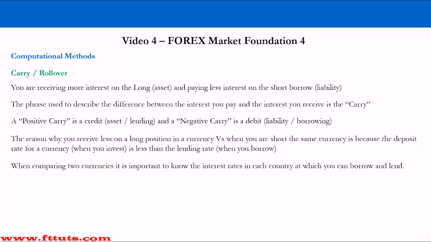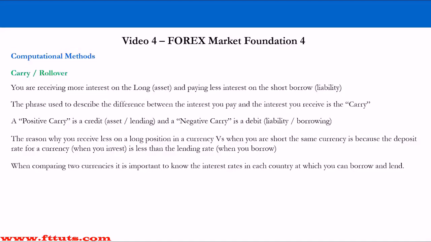What's actually happening is you're, again, receiving interest on the asset and paying interest on the liability. So the currency that you're long, the classic carry situation is that you're making more money on the long currency than you are on the short currency, so more than you're paying out. And this becomes a credit to your trading account. And the opposite of that is that you're paying a debit out of your account.